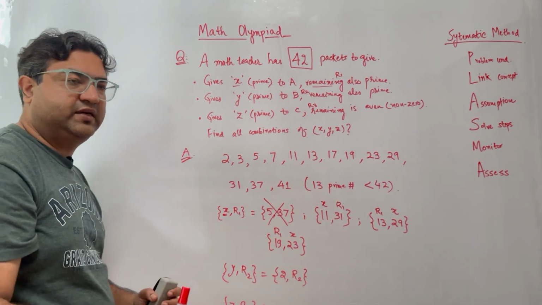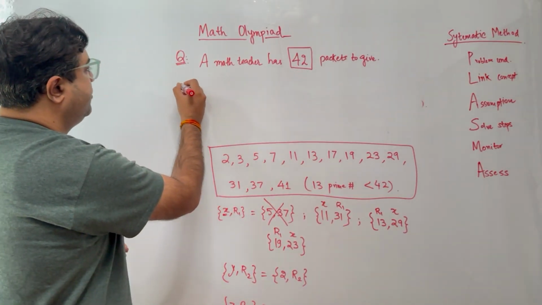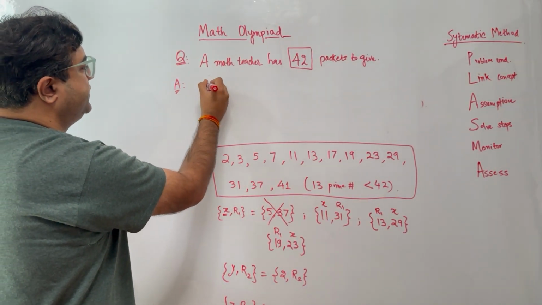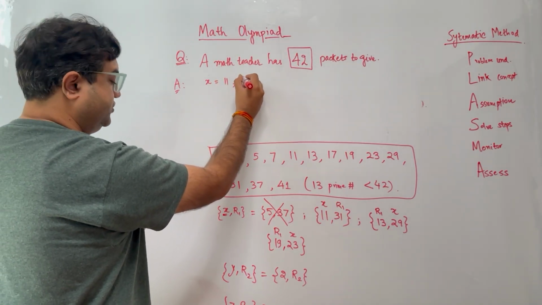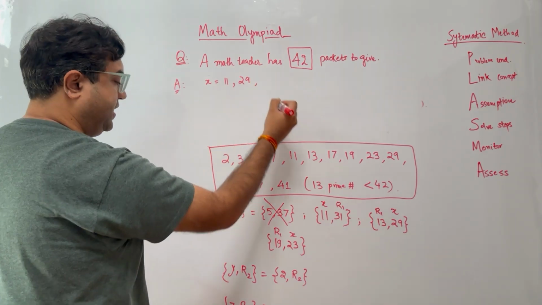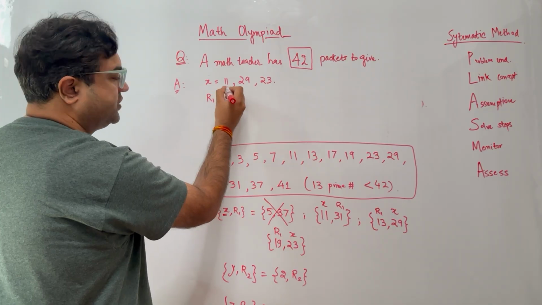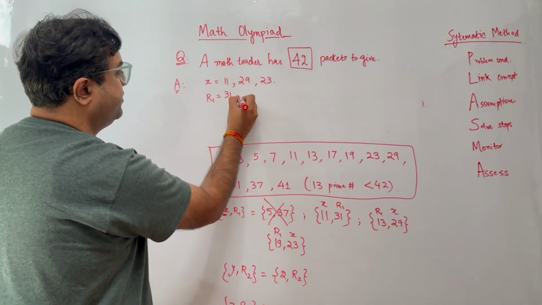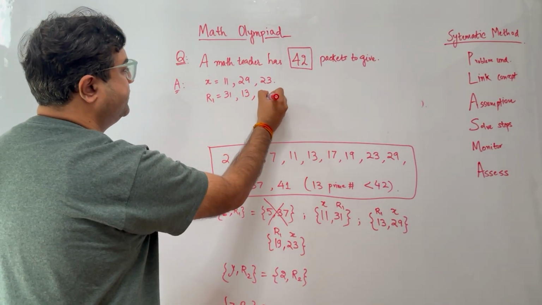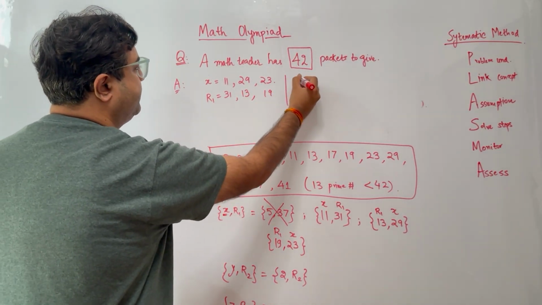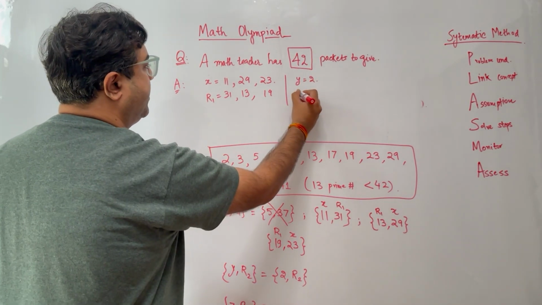Then now we have to find the Z. So R1, now we know that X can be 11, 29 and 23. And similarly, R1 correspondingly will be 31, 13 and 19. We know that Y is equal to 2 always. So then what will be R2?